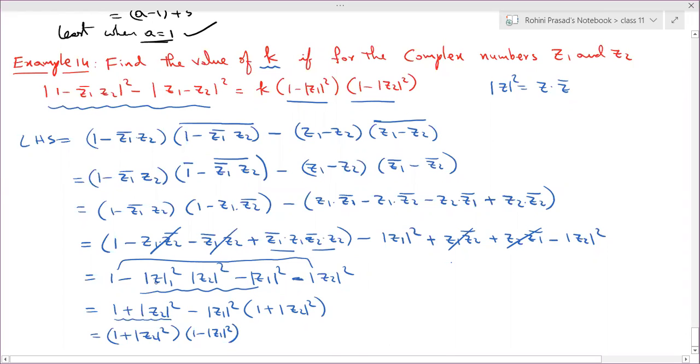Then what you need to do? Then you need to take, this one is plus. Yeah. So then this becomes minus. And if you take minus mod Z1 square, this becomes 1 minus mod Z2 square. So then 1 minus mod Z2 square if you take common, you get 1 minus mod Z1 square. So you got 1 into that. So therefore k equal to 1. Okay.